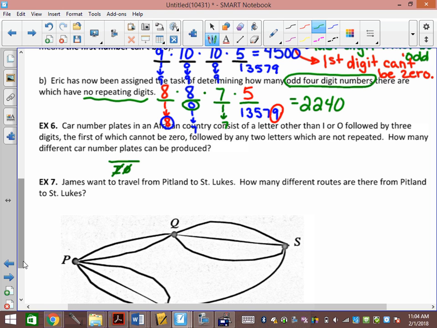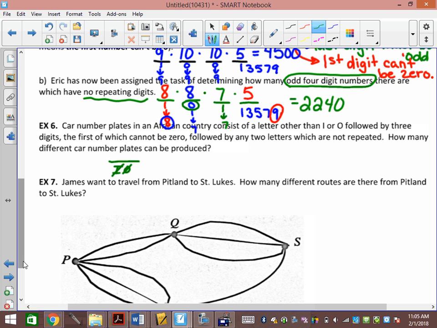How many letters are there in the alphabet? 26. How many vowels are there? A, E, I, O, U. 5. There's never a sometimes Y. Please don't. They just won't. On the math, they will never. There's no sometimes Y. A, E, I, O, U. So there's 5 vowels, 26 letters.